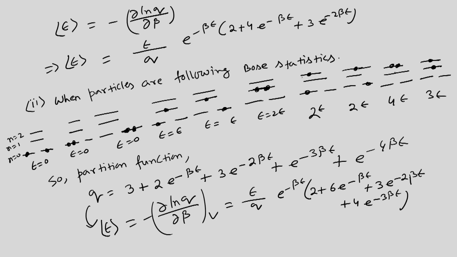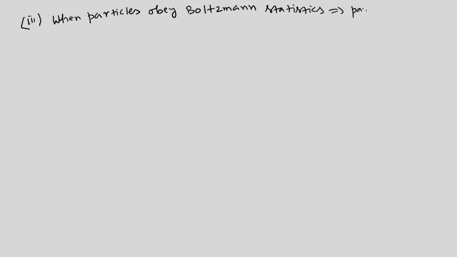And the third case, when particles obey Boltzmann statistics. In Boltzmann statistics, particles are distinguishable. So, when particles obey Boltzmann statistics, here particles are distinguishable as mentioned in the problem, as well as there is no restriction on the number of particles in a given state. In that case we can work out like before and we get 16 possible distributions.